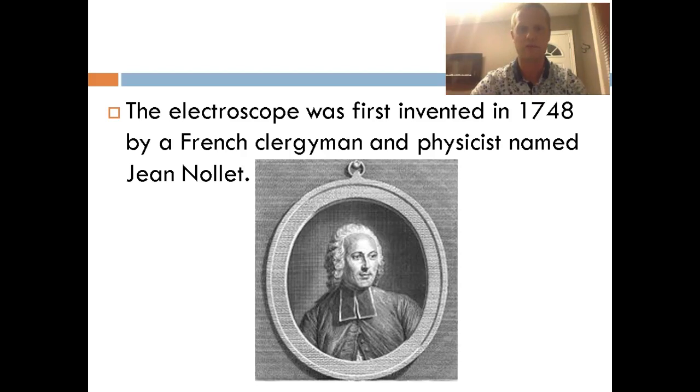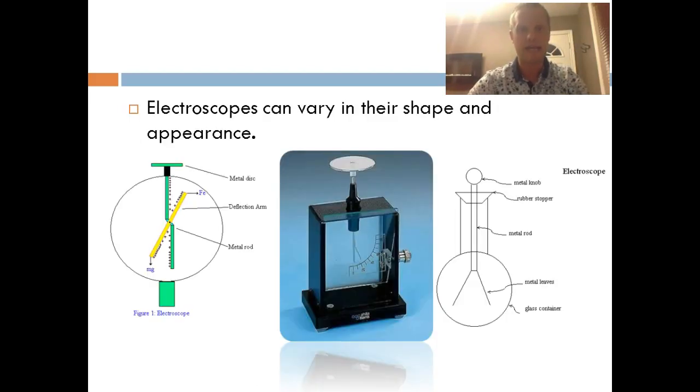The electroscope was first invented in 1748 by a French physicist, and it can change its shape and appearance depending on the charge that's around it. It can really tell you what charge is there. It has little metal leaves at the bottom, and they change how they are located in space, and that can tell you the charge on a given item.